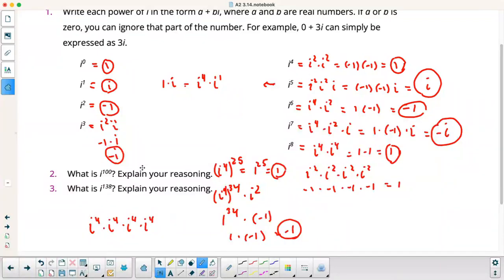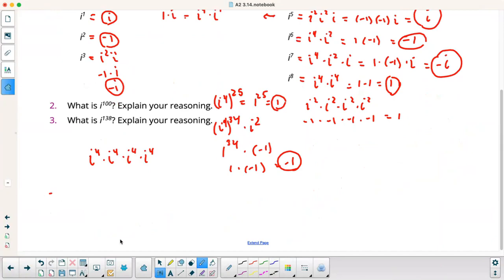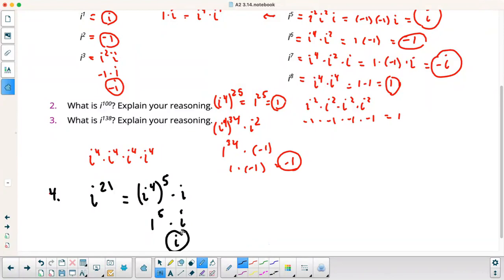Okay, so let's do one more here. Let me just make one up here for number 4. So let's say I have i to the 21st. So 4 goes into 21 5 whole times. So I take i to the fourth to the 5th. That would get me my 20. I need one more to make this equal 21. Remember, i to the fourth is 1. 1 to the fifth times i. 1 to the fifth power is 1. 1 times i. It's just i. Okay.